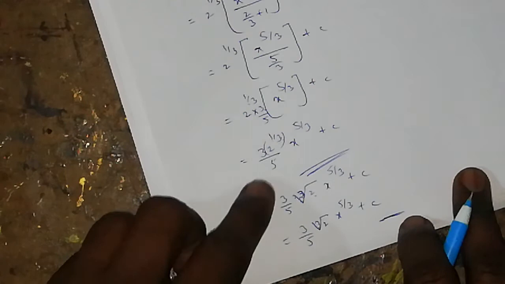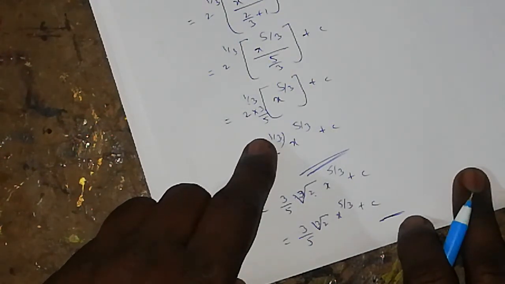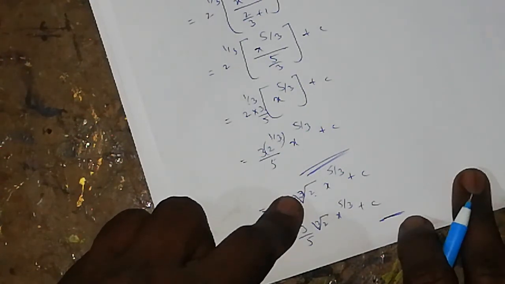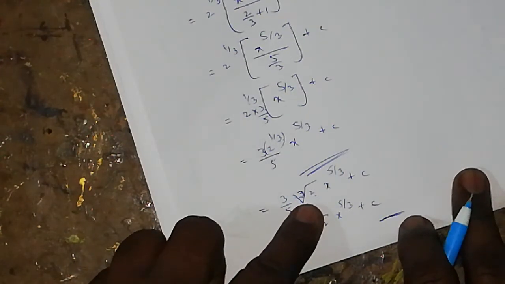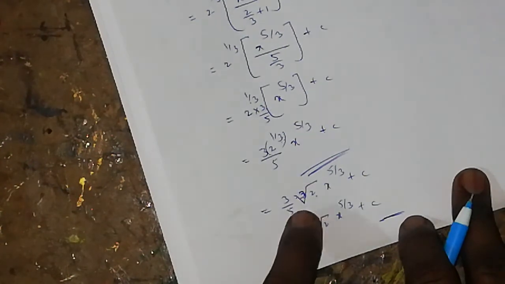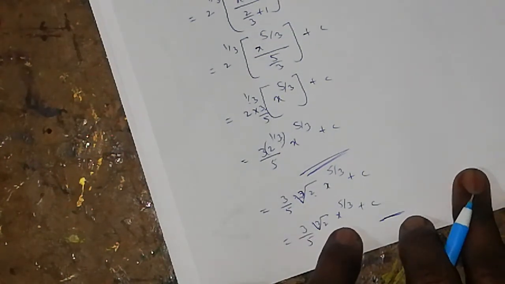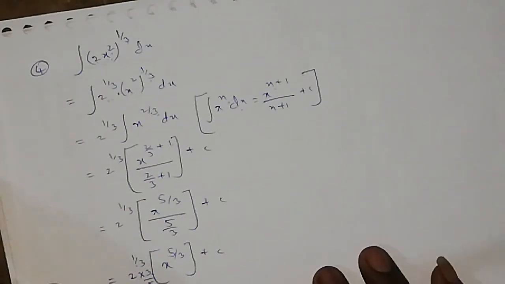3 by 5 into 2 to the power of 1 by 3. The number 2 is having the power 1 by 3. What is it? This is called cube root. So this can be written as cube root of 2 into x to the power of 5 by 3 plus c. So it becomes 3 by 5 into cube root of 2 into x to the power of 5 by 3 plus c. Right? Like this we have to simplify the problems.